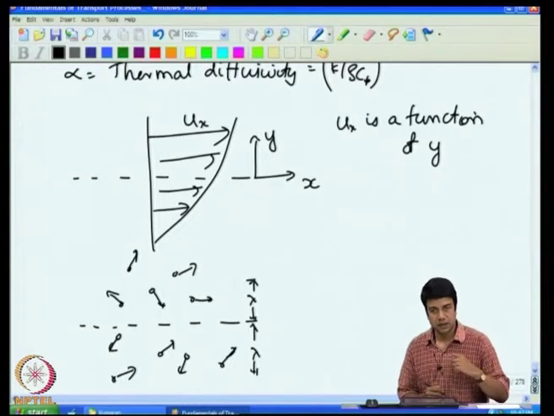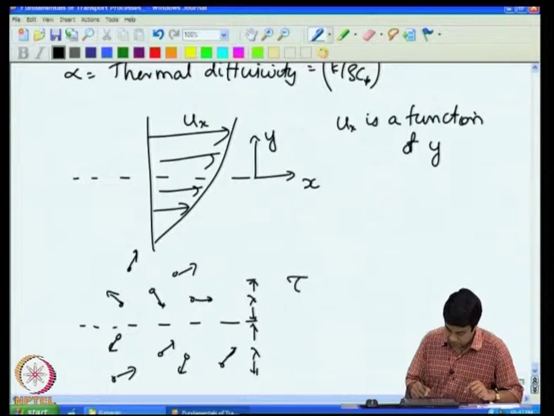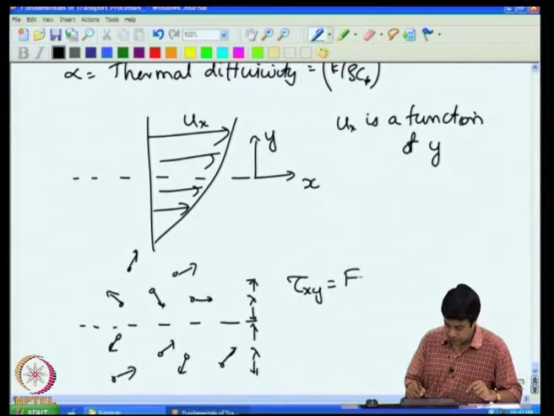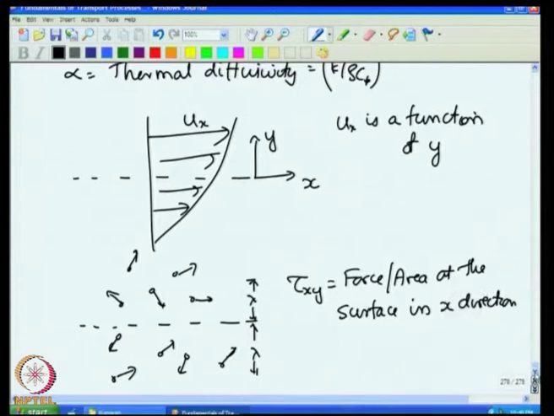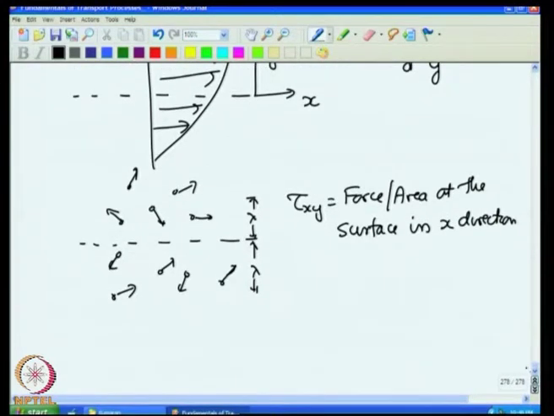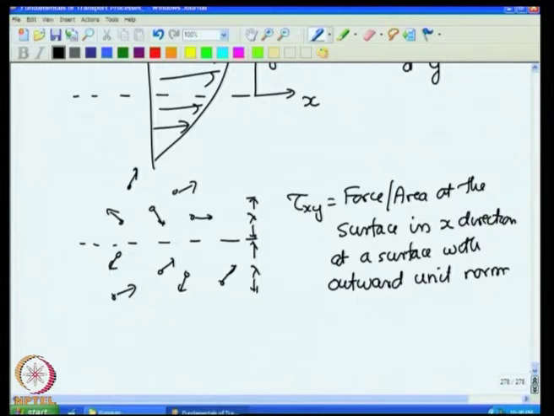Okay. In the case of momentum transport, we had defined tau xy is equal to force per area at the surface in x direction at a surface with outward unit normal in y direction.